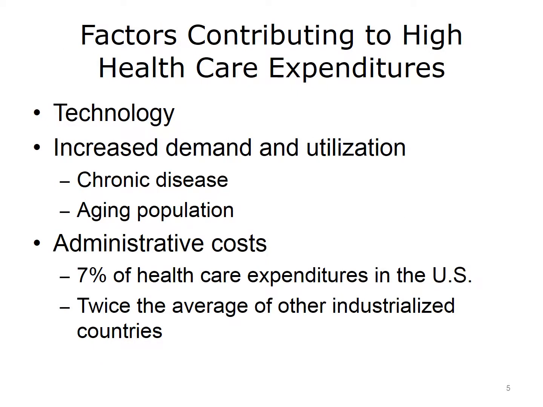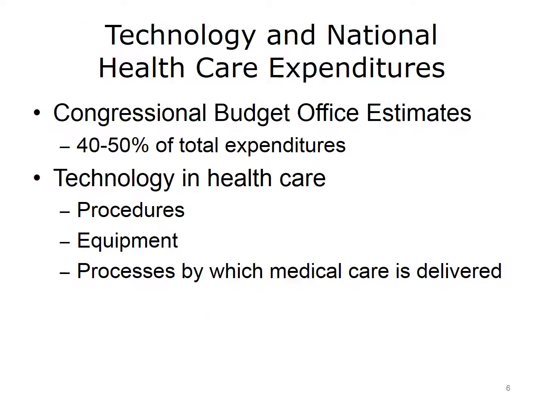The factors that contribute to higher healthcare expenditures include technology, increased demand for and utilization of healthcare due to chronic disease and the aging population. This results in rising hospital and physician costs, as well as increased pharmaceutical demand and cost. In addition, administrative costs account for approximately 7% of healthcare expenditures in the U.S., twice the average of other industrialized countries. The Congressional Budget Office, or CBO, estimates that almost one-half of the healthcare expenditures in the U.S. are due to the cost of technology.